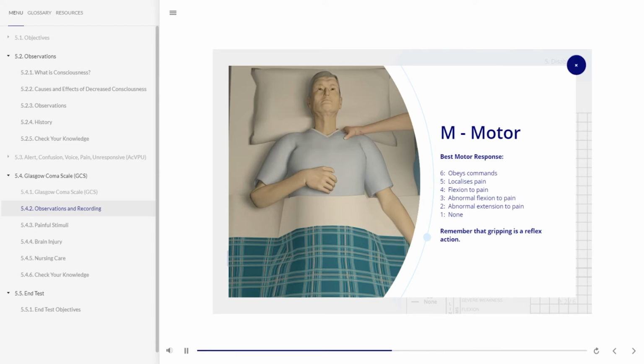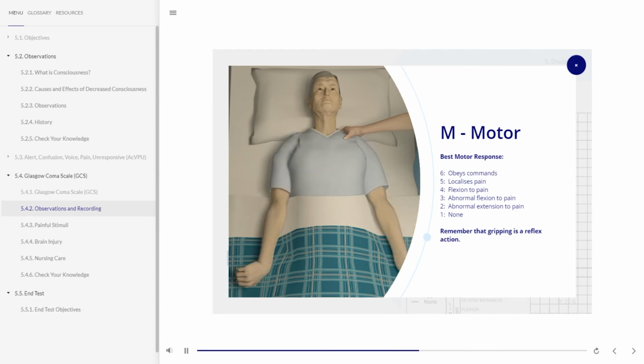Abnormal flexion to pain, as shown, is known as decorticate posturing and is most often seen as arm bending while the stimulus is present. It tends to be a slower response to pain and scores 3. Extension to pain is known as decerebrate posturing and scores a 2. No motor response at all scores a 1. Remember that gripping is a primitive reflex action and tells us nothing about motor function.